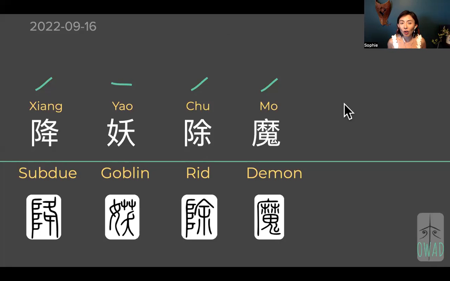Okay, so we talked about 降妖除魔 yesterday, which is a wordy way in Chinese to say witch hunt. Because Yao has this woman symbol in it, it's especially targeted at women, I guess. And Xiang and Chu, both of them are kind of you contain, or capture, or remove them.